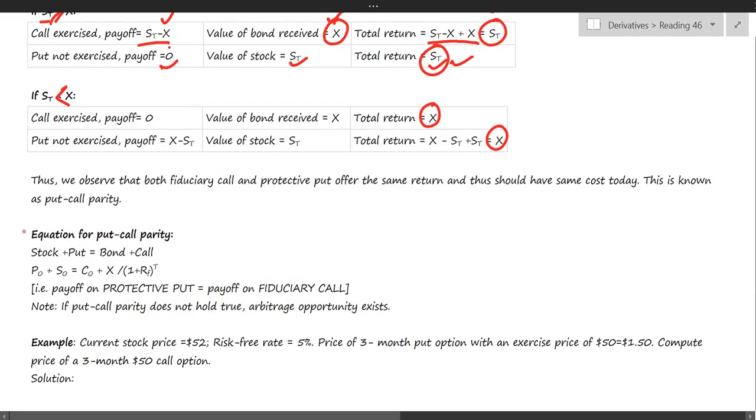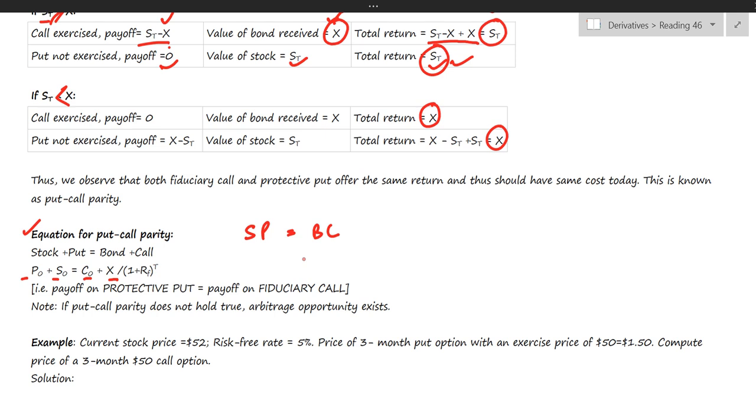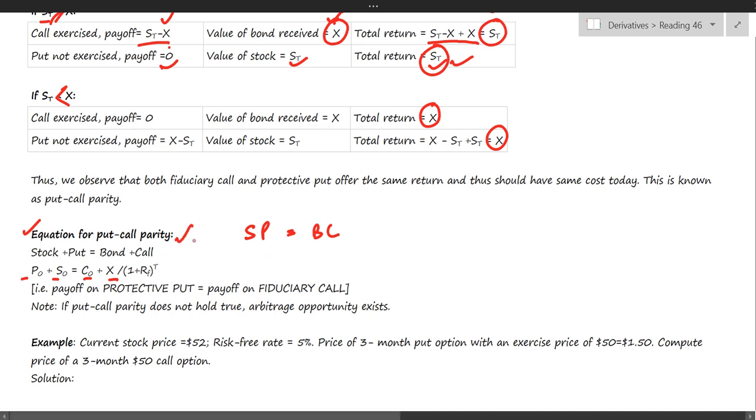Okay, so here we put the equation for put-call parity. Stock plus put is equal to call plus bond. You need to remember this, that this is S + P = B + C. The utility of this equation is that we can identify the fair value of any one element of this equation by putting in the value of the other three. And if this equation does not hold true, then an arbitrage opportunity will exist. You can understand this with the help of this example here.